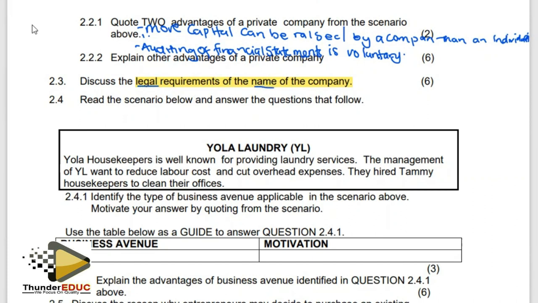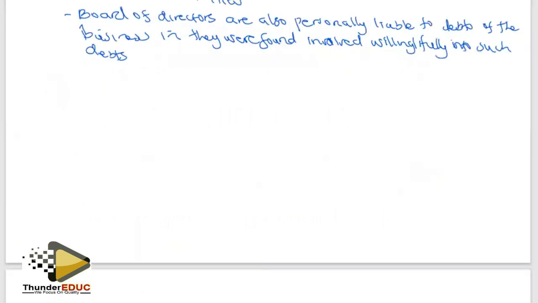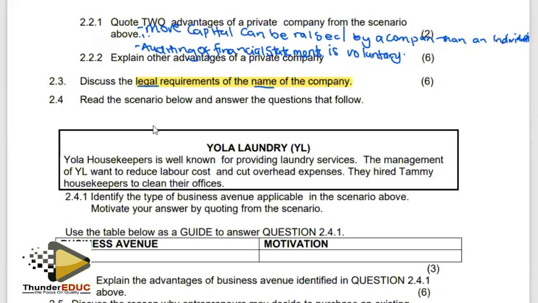By law, businesses must have a name, and for that name to be legally acceptable, it must comply with certain requirements. So this prohibits entrepreneurs from just naming their businesses without following the legal criteria. How should the name that is legally binding look like?